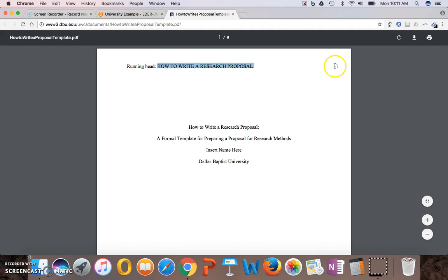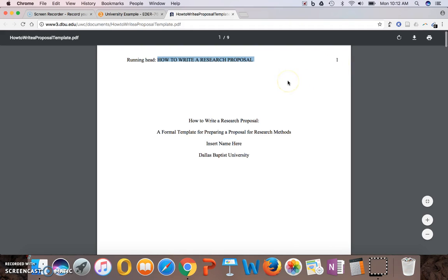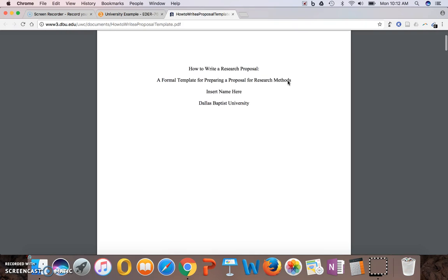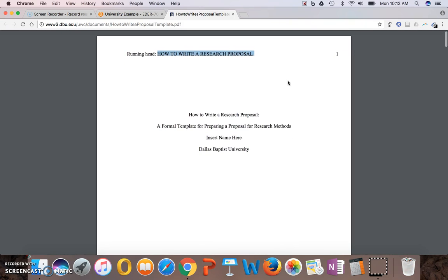And then on the right hand side should be a page number over there, although it looks like this one's over a little bit too far to the right. It's kind of outside the margin. Anyway, that's the way that goes. This is the title page.